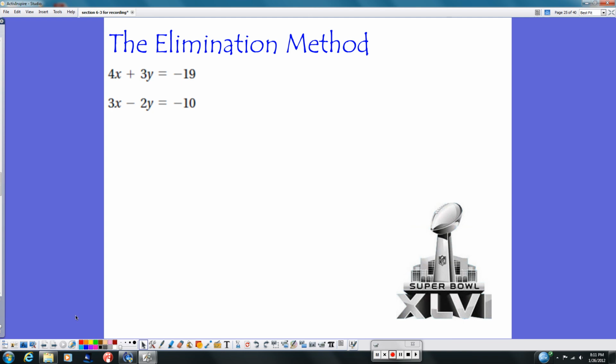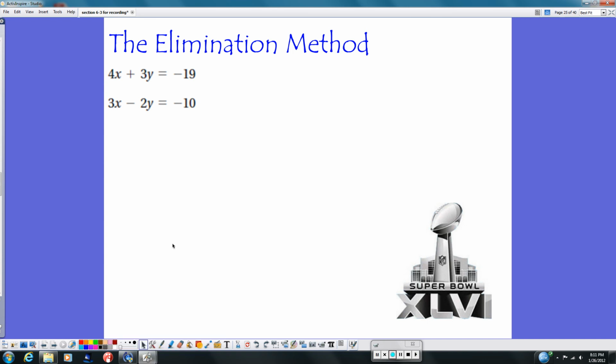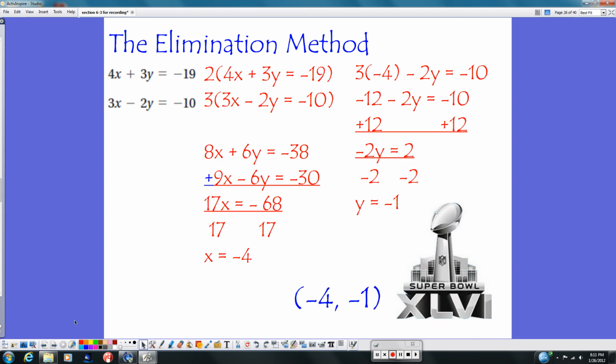Let's take a look at another example. Again, step 1, are they in standard form? The answer to that is yes. Now we look to see if either of them have the same coefficient. In this case, neither equation has the same coefficient. So sometimes, as in this example, you're going to have to get the coefficients to be the same. I chose to get y's the same. So I'm going to multiply my entire top equation by 2, my entire bottom equation by 3.